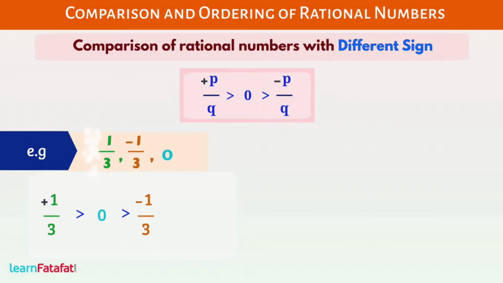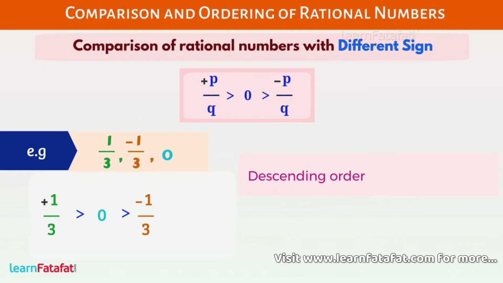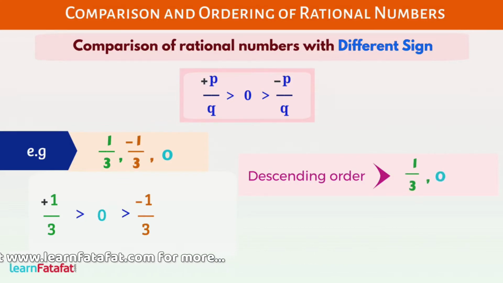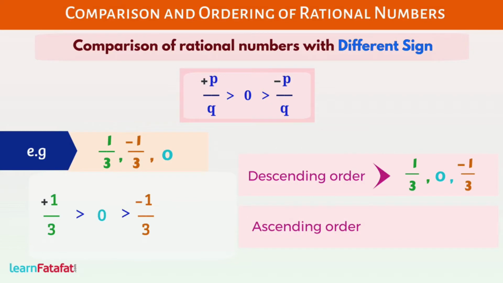Once compared, these numbers can be ordered in descending order, that is, in the order of decreasing values as 1 by 3, 0, minus 1 by 3, and in ascending order, that is in the order of increasing values as minus 1 by 3, 0, 1 by 3.